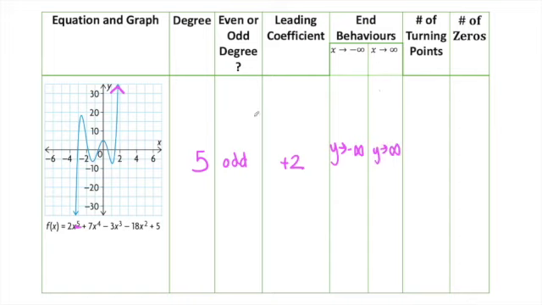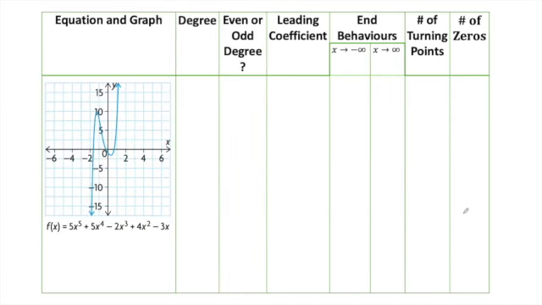You have the number of turning points here: 1, 2, 3, 4. And then your number of zeros is 1, 2, 3, 4, 5. So again, 1 less than your degree is your number of turning points, and at maximum, your number of zeros is your degree.